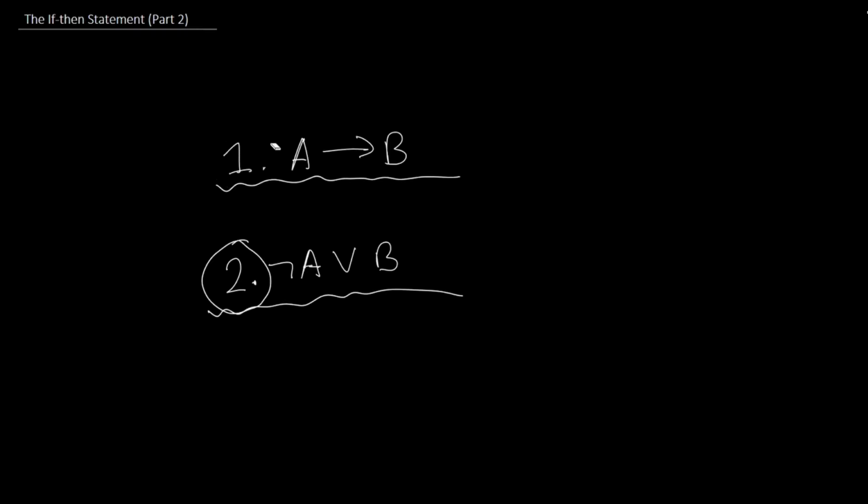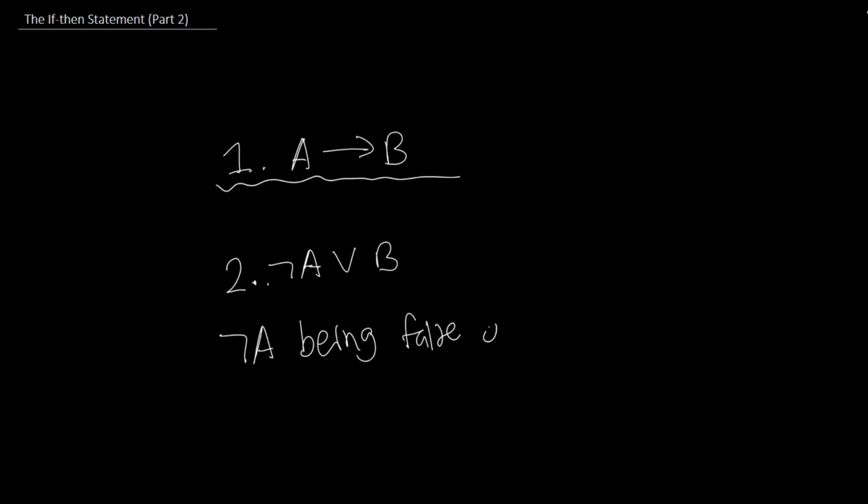Since it's pretty obvious what statement 1 is trying to tell us, let's focus more on statement number 2. What is statement number 2 trying to tell us? Well, I hope you can agree with me that statement number 2 essentially means that not A being false and B being false is impossible.